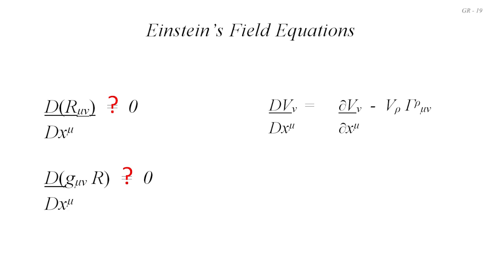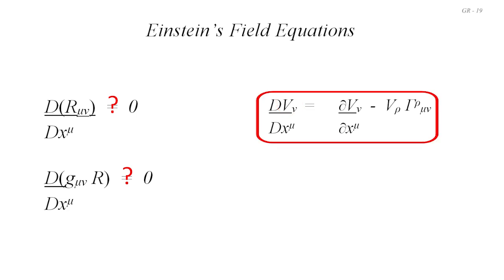Now, given that we're dealing with tensors with two indices and not just a simple vector here, you can probably imagine that applying this derivative formula first to the Ricci tensor and then to the product of the curvature scalar and the metric tensor by the product rule is a fairly messy task.